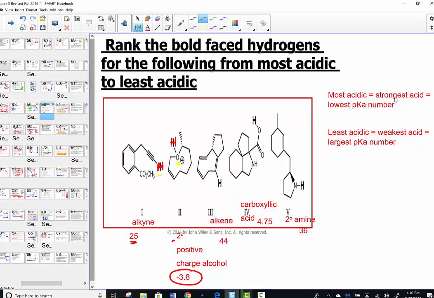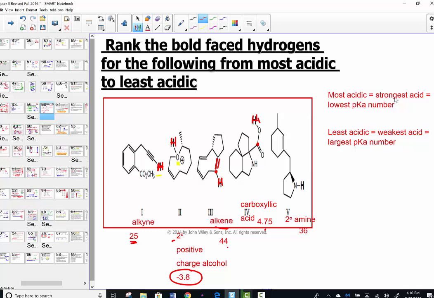Here's the third structure. This is an H attached to a carbon that's in a double bond. So that's an ENE. I reported 44. Here's the hydrogen attached in a functional group called a carboxylic acid, C double bond OOH. Carboxylic acid is that functional group, 4.75.